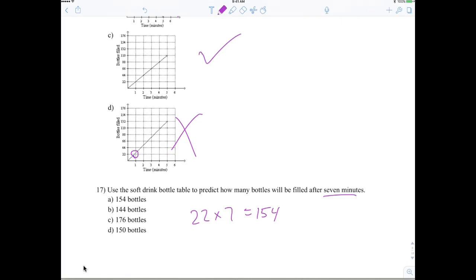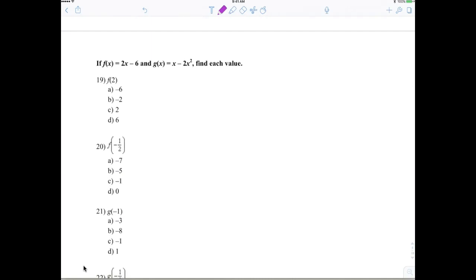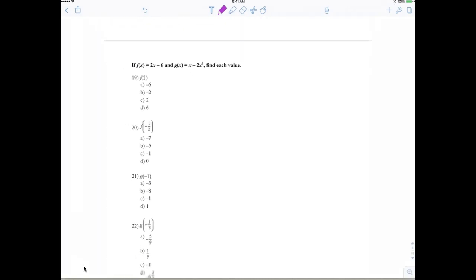All right, now on these particular problems here. Look carefully. I want to make sure you see them. These up here, that's what we're referring to. Those are the functions. Make sure you see that.